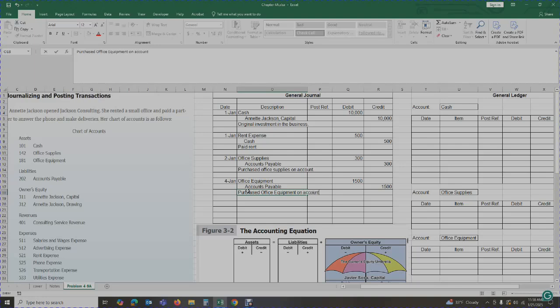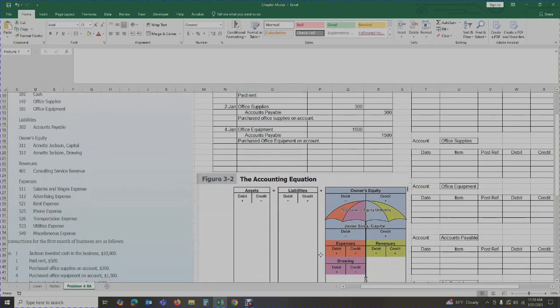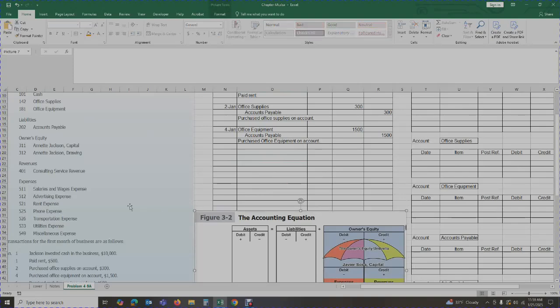If you notice, debits always go on top, credits follow, and credits are indented. For every debit, you should have a credit. Debits must always equal credits. So that is what is happening on January the 4th.